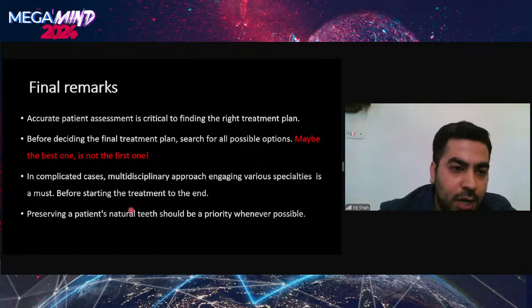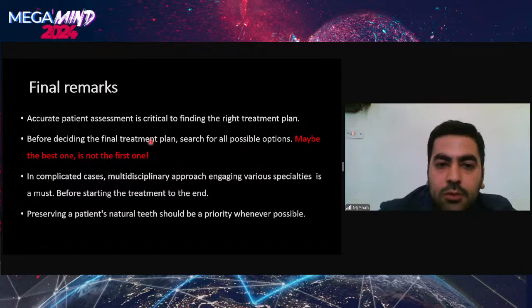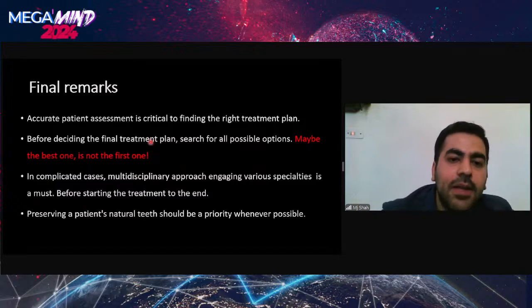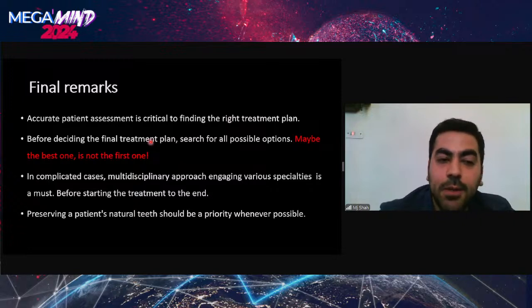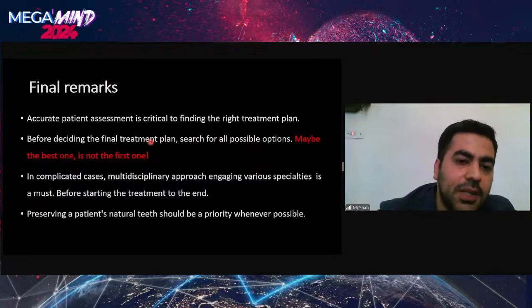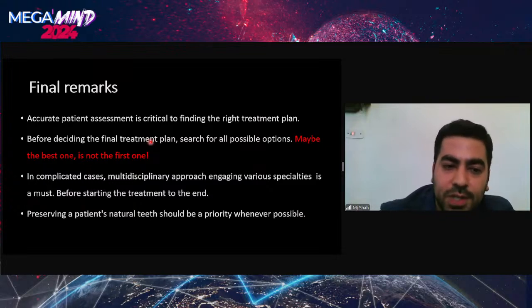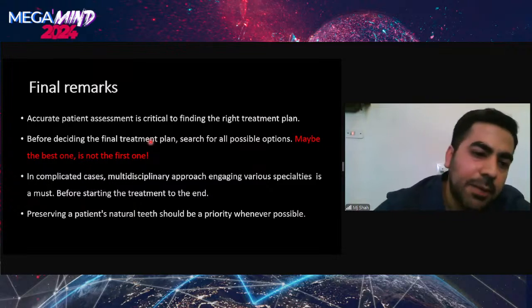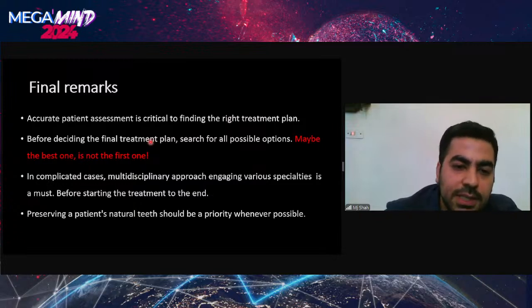Now, the final remarks. Accurate treatment planning is critical to finding the right treatment plans. And before deciding the final treatment plan, search for all possible options. Maybe the best treatment plan is not the first one. And in complicated cases, a multidisciplinary approach engaging various specialties is a must before starting the treatment to the end. And preserving a patient's natural teeth should be a priority whenever possible.